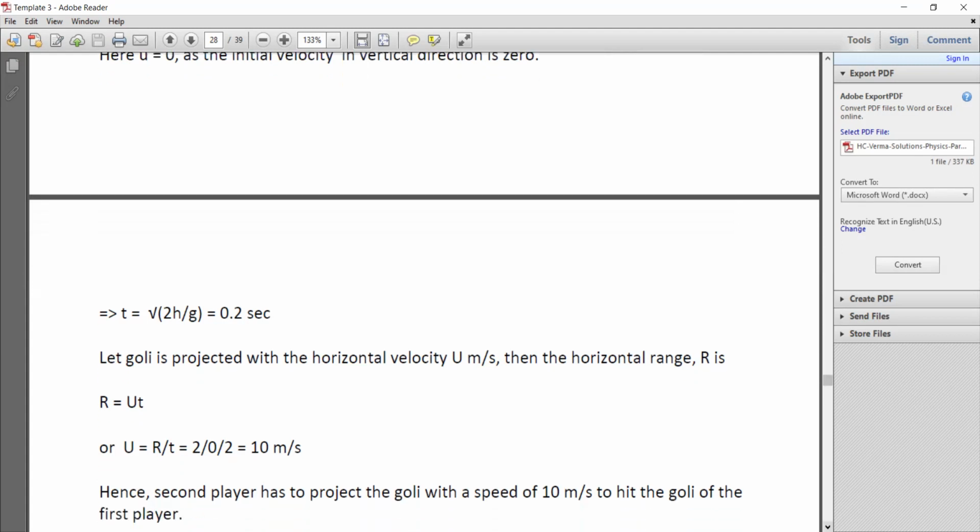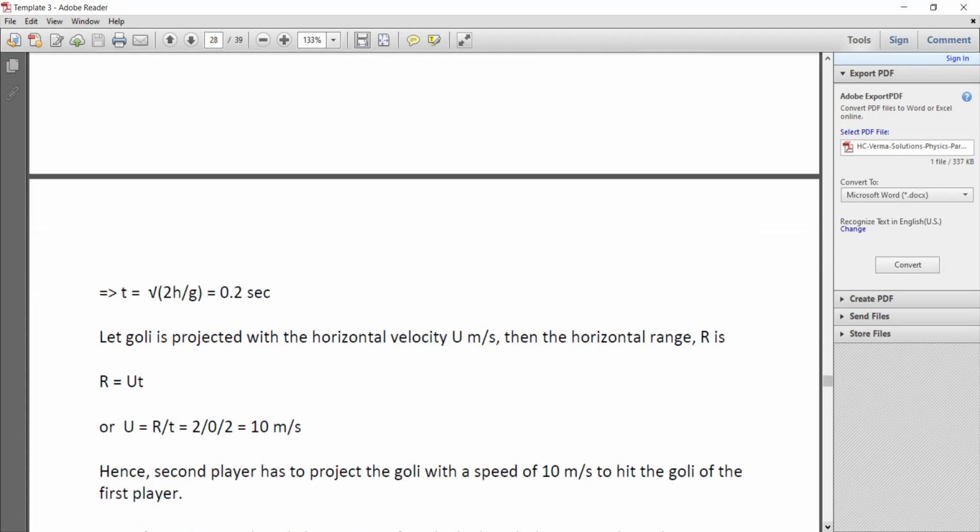Let the goalie be projected with the horizontal velocity u meters per second. Then the horizontal range R = ut, or u = R by t = 2 upon 0.2 = 10 meters per second. Hence, the second player has to project the goalie with a speed of 10 meters per second to hit the goalie of the first player.